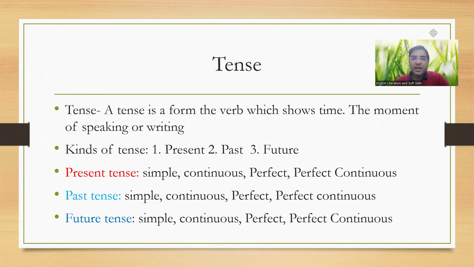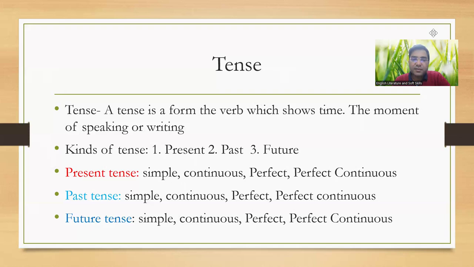Tense is a form of verb which shows time. Tense denotes time, the moment of speaking or writing. When you are talking about tense, it means time. You are talking about present time, past time, or future time. The kinds of tenses: basically, there are three tenses: present, past, future. Very clear, and everybody knows about this.